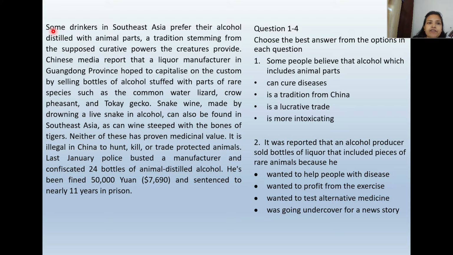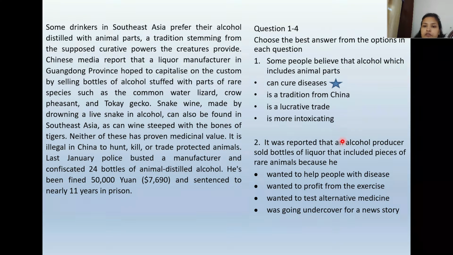Let's read the paragraph. Some drinkers in Southeast Asia prefer their alcohol distilled with animal parts. Here it is mentioned distilled animal parts. A tradition stemming from the supposed curative powers the creatures provide, means it is providing curative power, means cure the disease. Okay, so here it is not mentioned that it is a tradition from China, it is not mentioned that it is a lucrative trade, it mentioned can cause disease. So answer would be first.